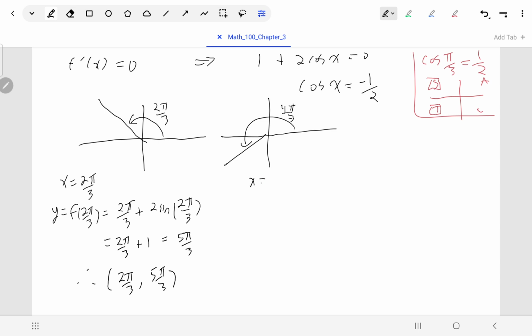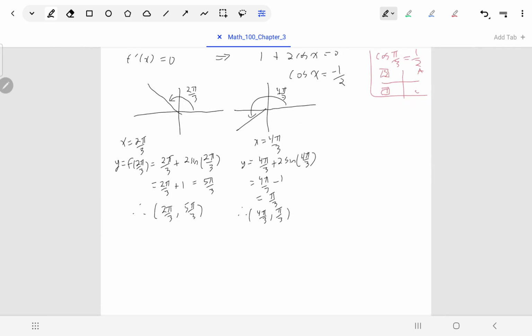And then for the other point, when x is 4 pi over 3, the y value is f of 4 pi over 3, which is 4 pi over 3 plus 2 times sine 4 pi over 3. This time, sine of 4 pi over 3 is negative a half. 2 times negative a half is negative 1. So we get 4 pi over 3 minus 1, which is pi over 3. So we have a second point, and that's 4 pi over 3, pi over 3.